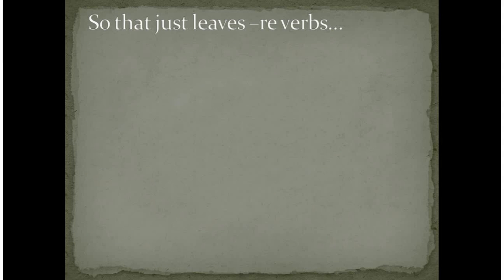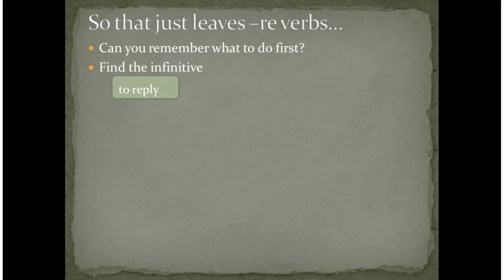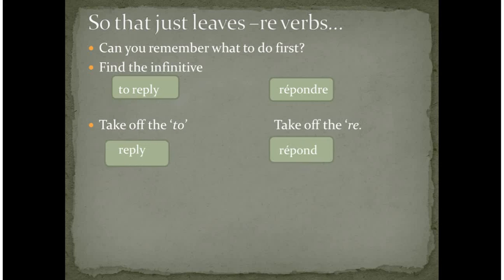So that just leaves RE verbs now. Can you remember what to do first? We find the infinitive, and for this example we're going to use to reply, which is répondre. You notice it's an RE verb because it ends in RE. So we take away the "to" and the RE at the end. We end up with reply and répond. Next we add ed in English, and we add u in French, which gives us replied and répondu.